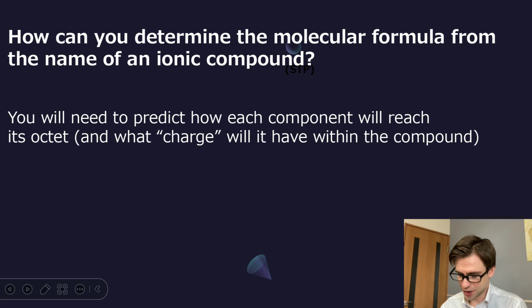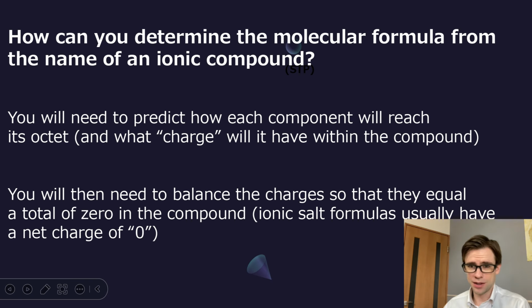So you will need to predict how each component will reach its octet, its stable outer shell of 8 electrons, and what charge it will have once it does reach its octet. You will then need to balance the charges between the cations and anions so that the total charge of the whole ionic compound, which is the repeating unit inside the crystal structure, generally has a charge of 0. So that means the cation plus the anion, the sum of their numbers must equal 0.